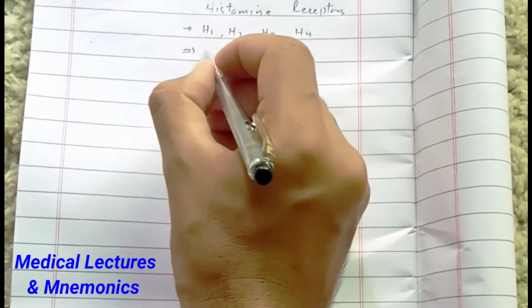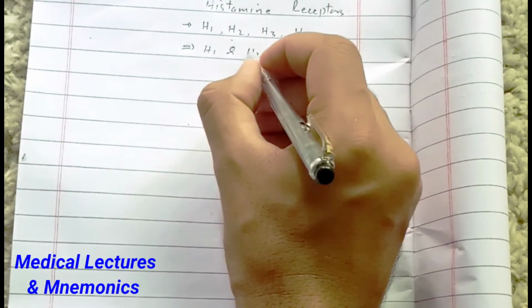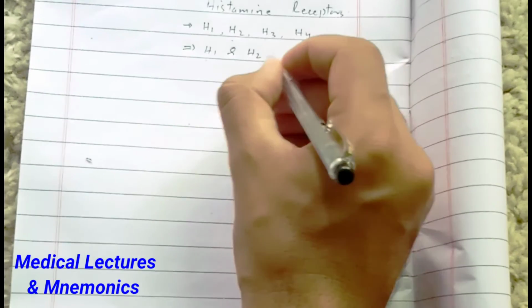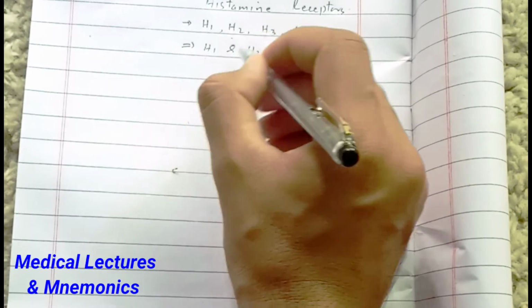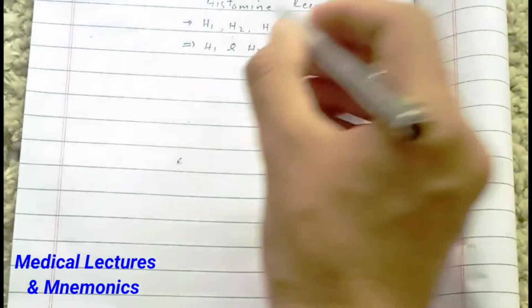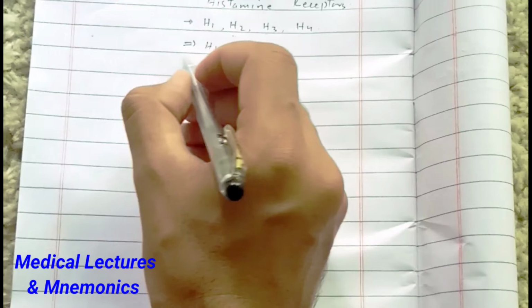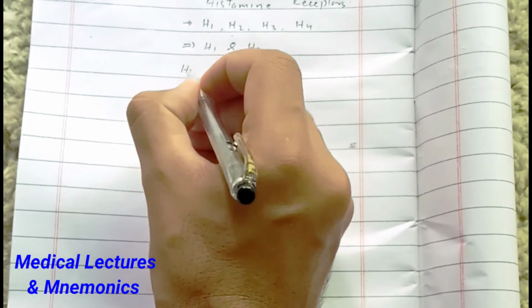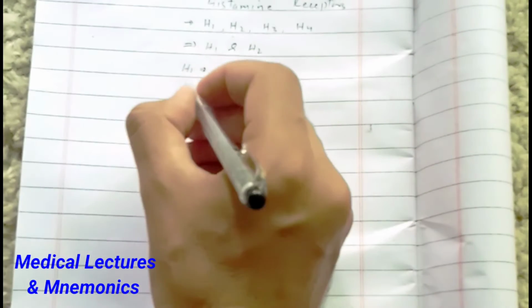The H1 and H2 receptors are present abundantly in the body. So I'm going to talk about the response produced by these two receptors in response to histamine. I'm going to skip the H3 and H4 receptors. When histamine acts on the H1 receptor, it will produce the following responses.